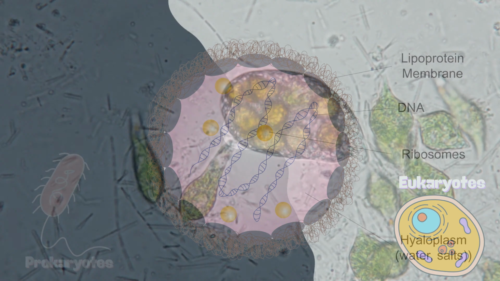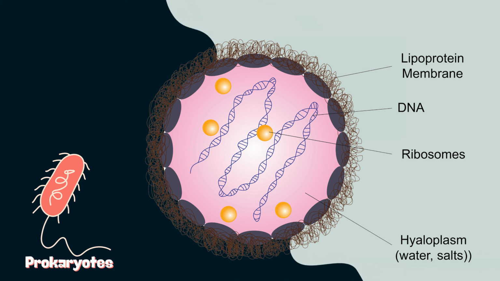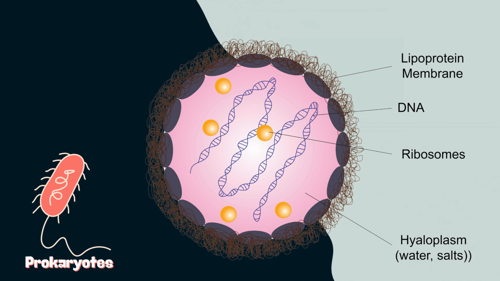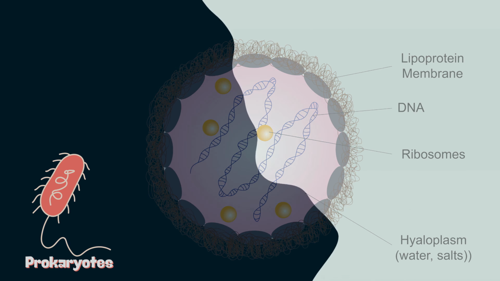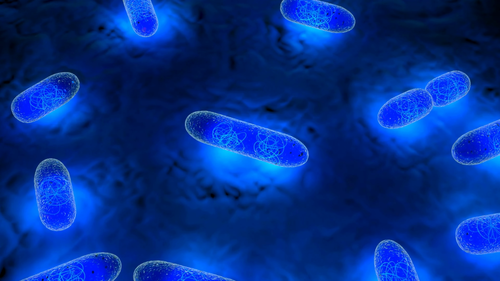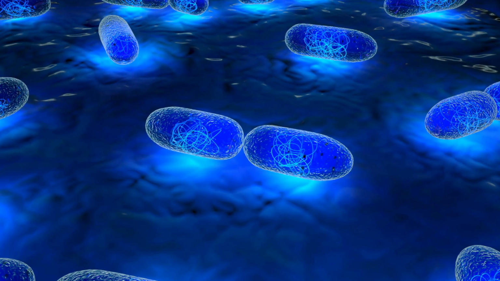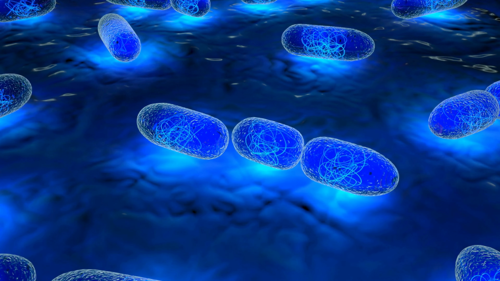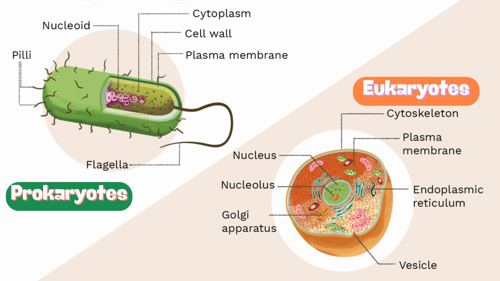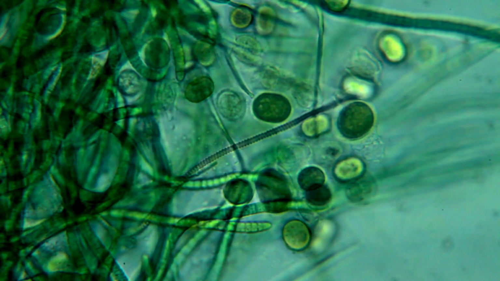A key difference between the two is that prokaryotic cells are simple and lack internal membranes or a nucleus. Their DNA floats freely within the cell. But, despite their simplicity, prokaryotes can play vital roles in ecosystems and human health. On the other hand, eukaryotic cells are more complex, with membrane-bound organelles and a nucleus that houses DNA.